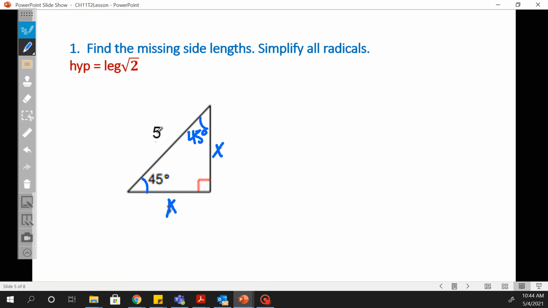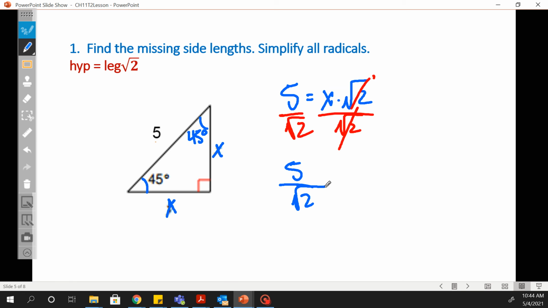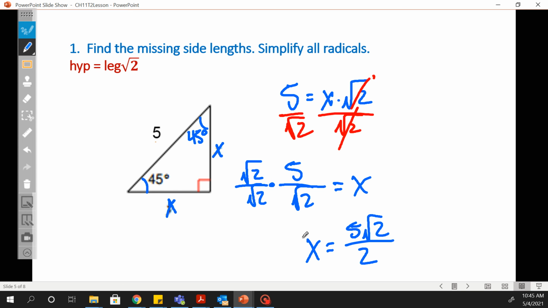I know that the hypotenuse, which is 5, is equal to the leg times the square root of 2. I can solve this for the leg, x, by dividing both sides by the square root of 2. So I get 5 over square root of 2 is equal to x. Now remember, we do not leave radicals in the denominator. So I'm going to multiply square root of 2 over square root of 2 to get rid of the radical in the denominator, because the square root of 2 times the square root of 2 is 2. So this is 5 root 2 over 2, and both sides are 5 root 2 over 2.